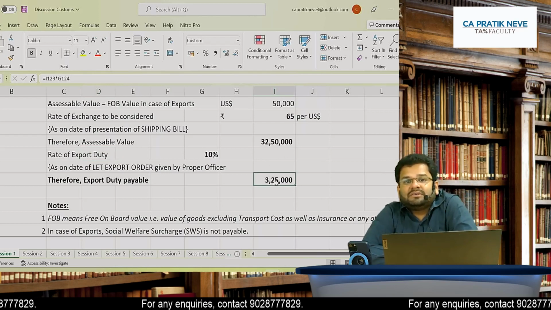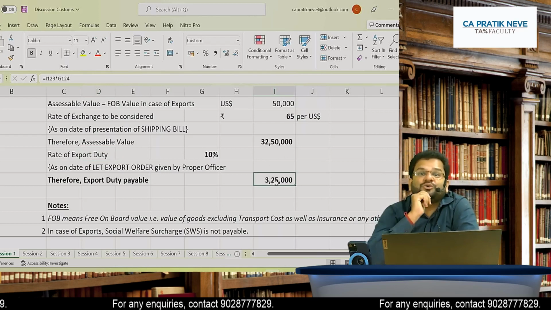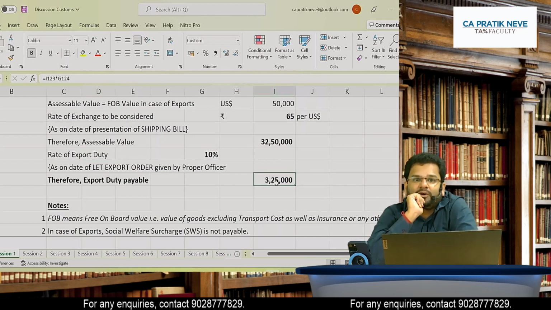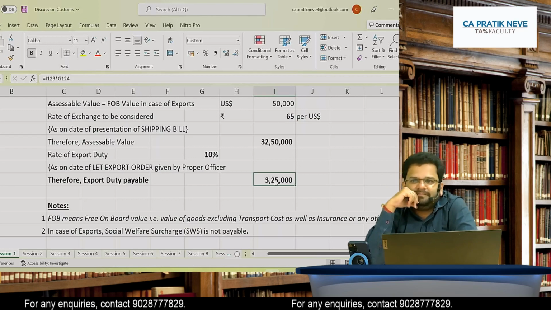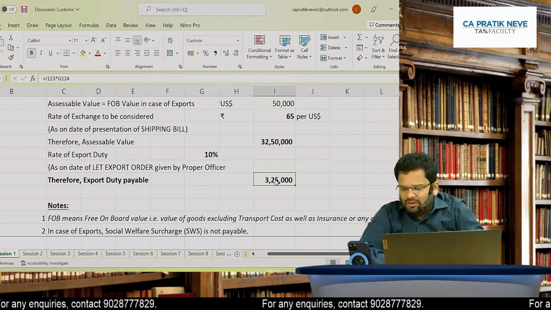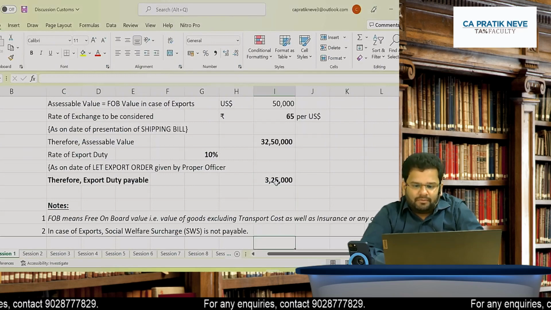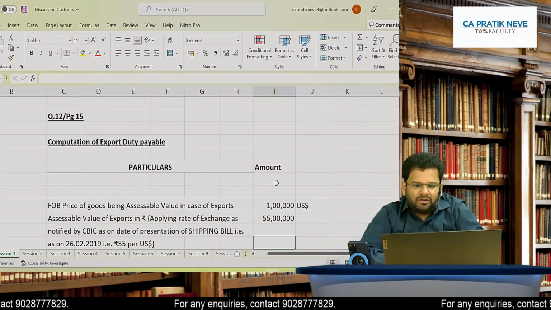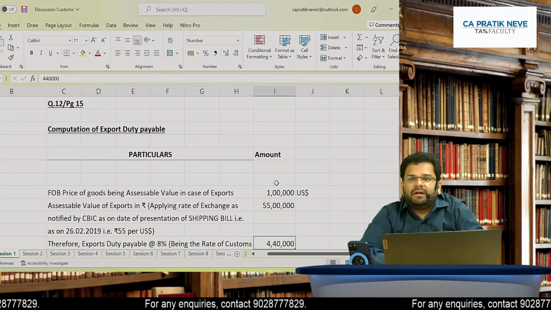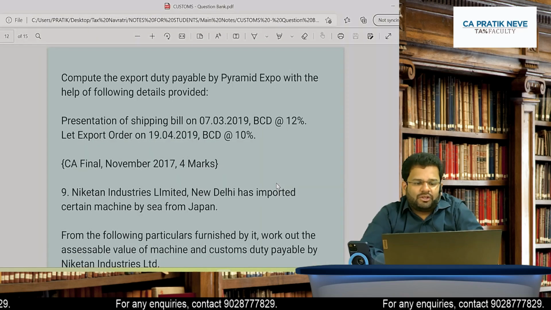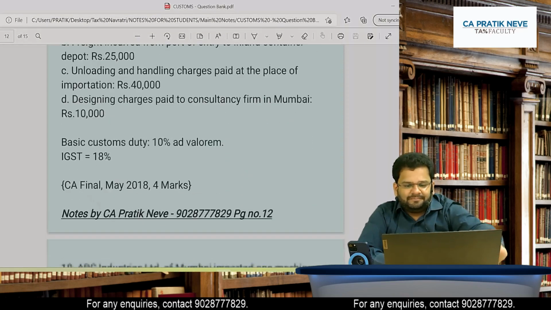And good news is, the Institute keeps on asking you such questions of export duty calculation. So keep this in mind. Okay, this is also a question taken from one of the exams only. Okay, got it? Shall we go ahead? Can you do the 12th question on page 15?